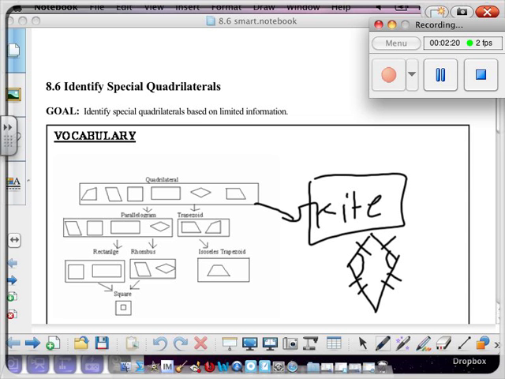Is there anything above a quadrilateral? Anybody remember? What would that be called if it was above a quadrilateral? Polygon. And the reason you want polygon is because you want interior angles of a polygon, sum of interior angles, one interior angle, and exterior angles.